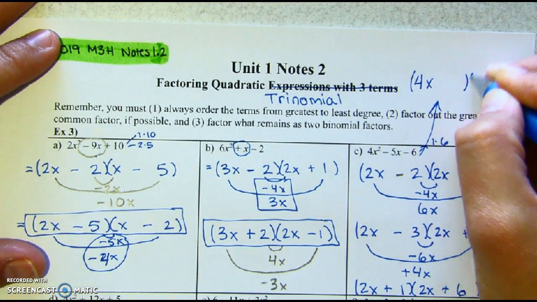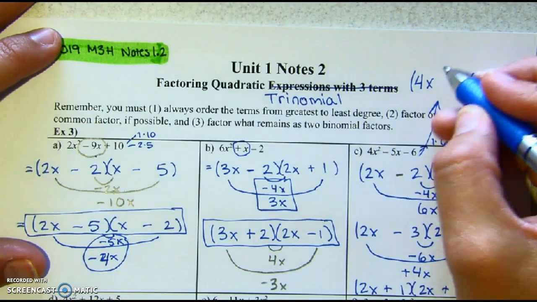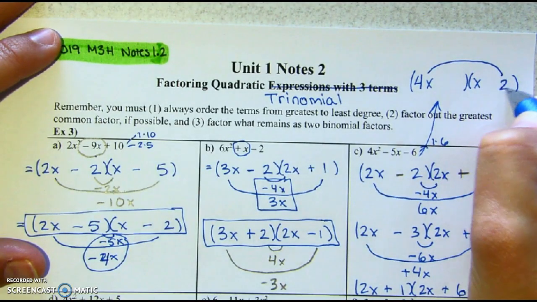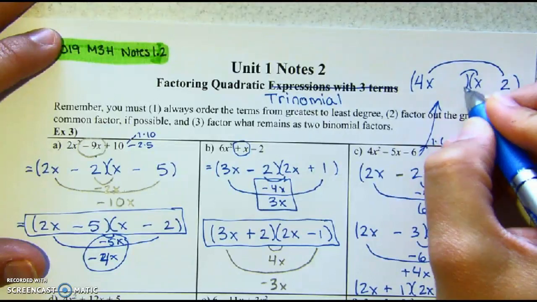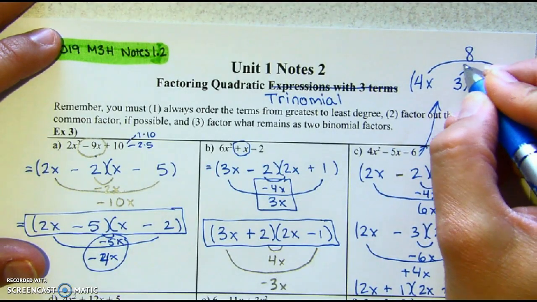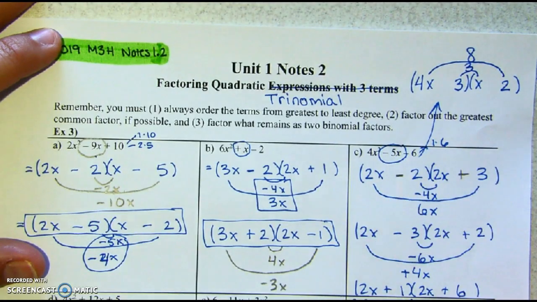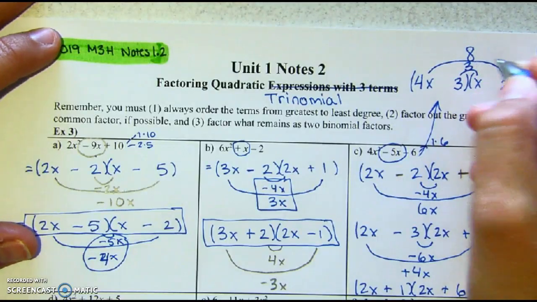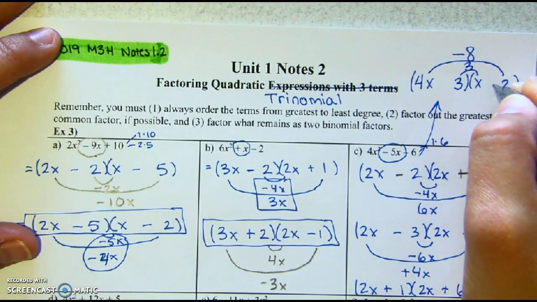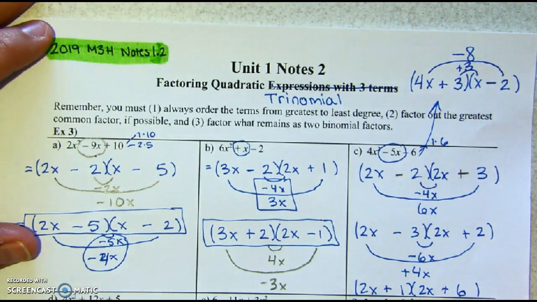Let's try 4x times x. And then what multiplies to get 6? 2 and 3. All right, let's do 4 times 2 and 3 times x. So 4 times 2 is 8 and 3 times x is 3. Can those get us a negative 5? Yeah, how? How can it be negative 5? If the 8 is negative, which means the 8 came from here, and the 3 has to be positive, and the 3 came from here.